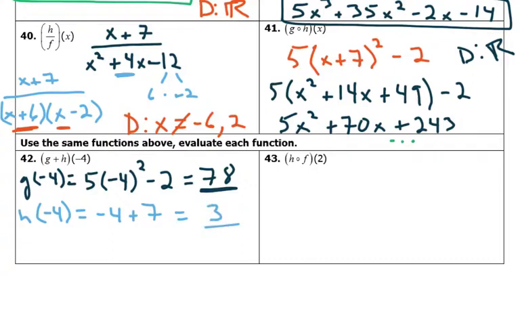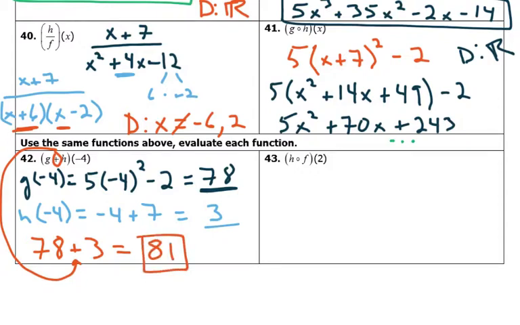We need that now. So now it's g of negative 4 plus h of negative 4. So 78 plus 3 is going to give us our final answer. 78 plus 3 equals, and where did I get that plus sign from? I got it right there, if you see up at the top. All right. 78 plus 3 gives us 81. And that right there, folks, is our final answer.